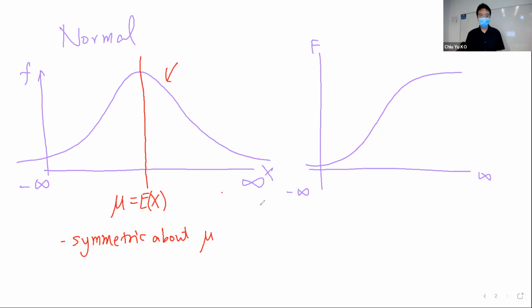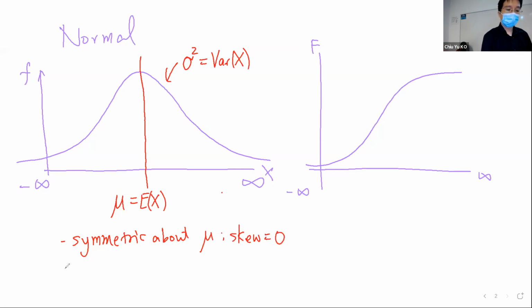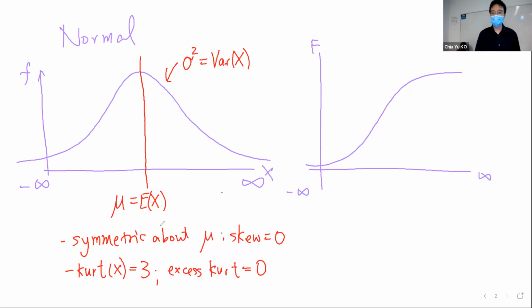And the variance is called sigma square. Because it is symmetric about mu, the mean, that means the skew is 0. And actually the kurtosis, or excess kurtosis, will be 0. Or kurtosis is 3, so the excess kurtosis is 0, right? Excess kurtosis is 0. So this is what you need to know for the normal.